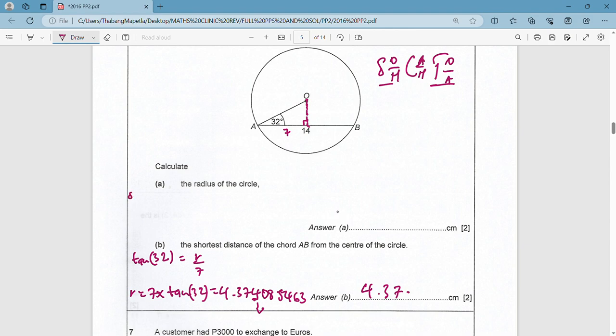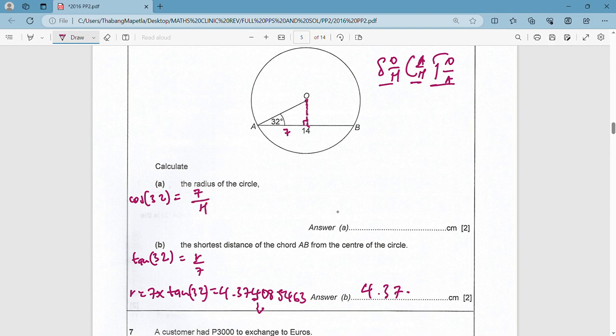So sine 32 is equal to... I'm sorry, I shouldn't use sine. I have many errors, fellows. So this one is adjacent, this one is hypotenuse. Adjacent and hypotenuse, where are they present? They are present in cos. So therefore we should use cos. My bad. So it's going to be cos 32 is equal to adjacent. What is adjacent? Adjacent is 7 over hypotenuse h.